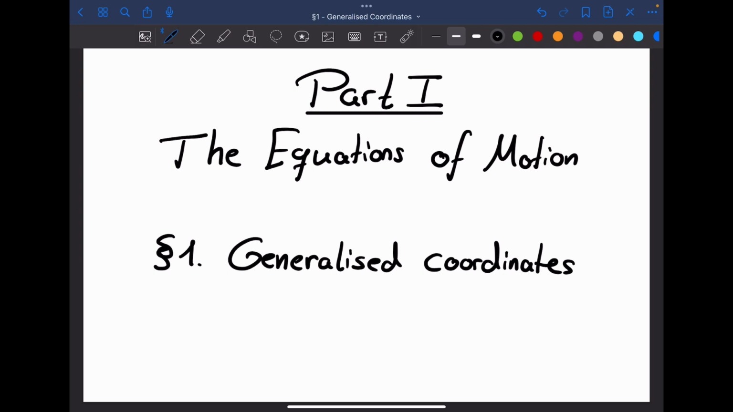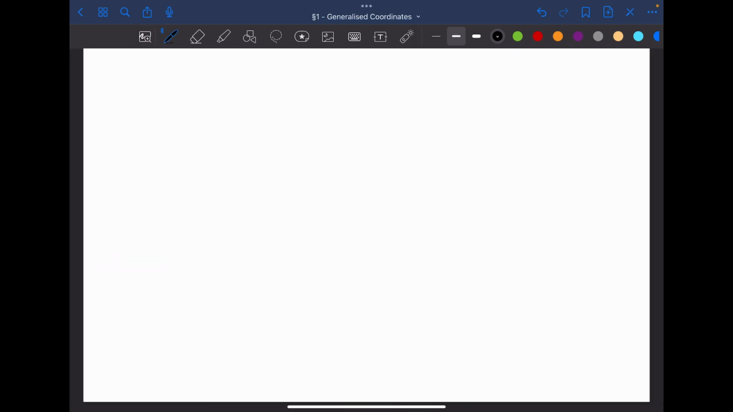So the very first part of the first book is called The Equations of Motion, and the first section in there is called Generalized Coordinates. So what are we going to talk about? Okay, so this section is mostly definitions. The first definition is that of a particle.